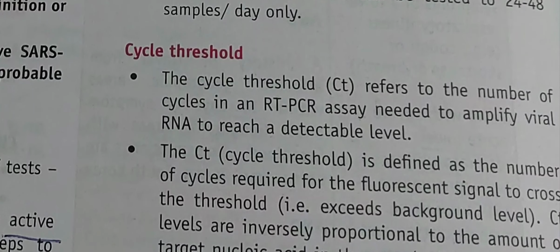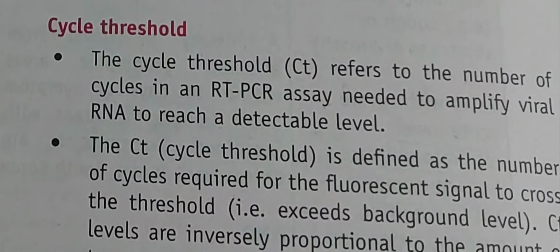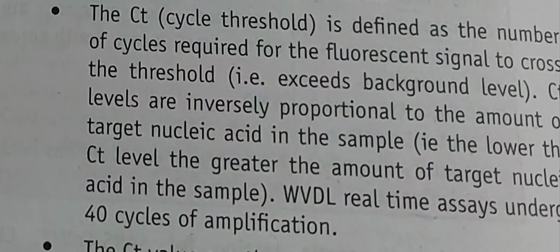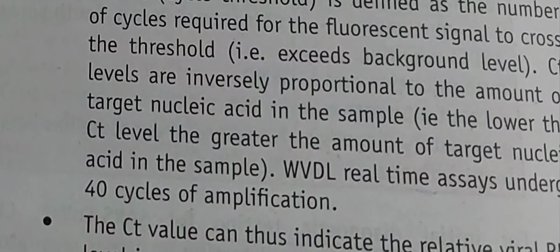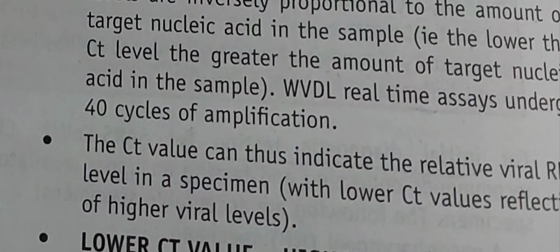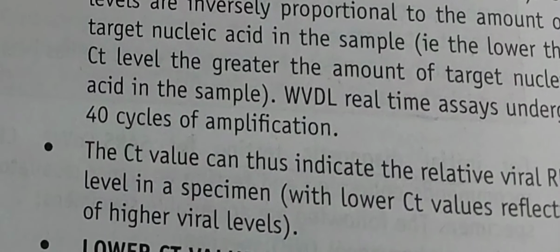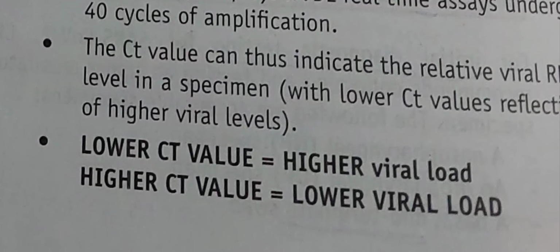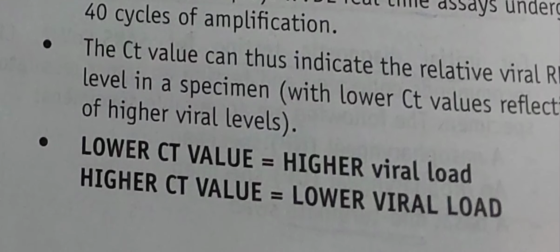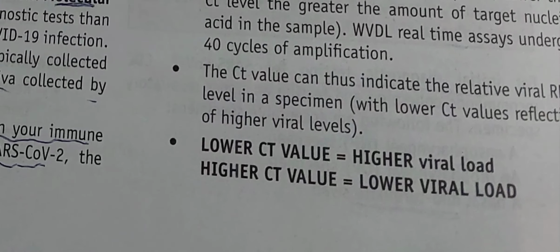Now there is the cycle threshold, which refers to the number of cycles an RT-PCR assay needs to amplify the viral DNA. This is defined as the number of cycles required for the fluorescent signal to cross the threshold value. So these values are inversely proportional to the amount of target nucleic acid, and real-time assays run under 40 cycles of amplification. So CT values can indicate the relative viral levels in a specimen, and a lower CT value means higher viral load, and a high CT value means low viral load.